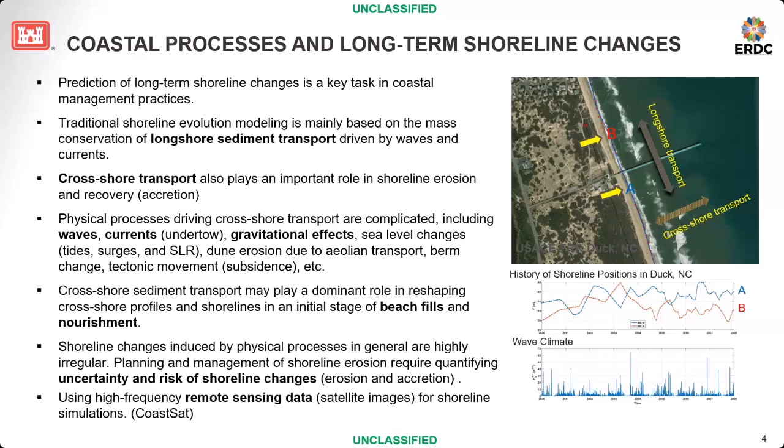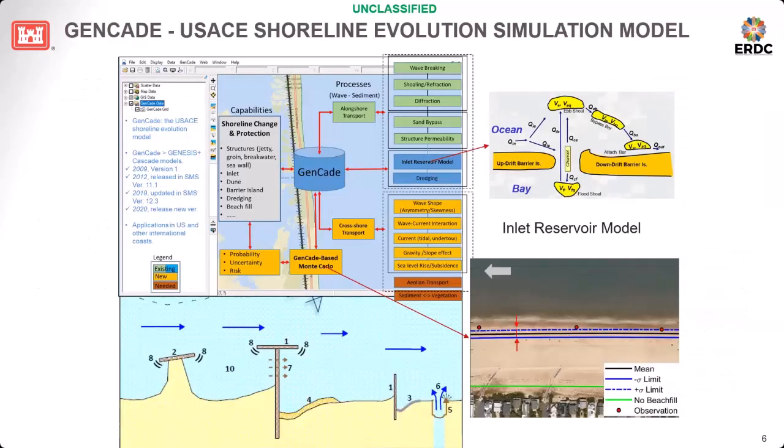So with that, I can show this picture based upon the current capabilities of GenCade. If we look at the physical processes, we do have empirical models to estimate breaking wave height, shoaling, refraction, diffraction due to structures, and sand bypass and structural permeability. And those impact longshore transport.